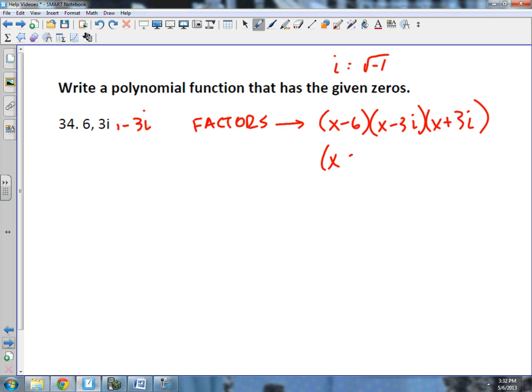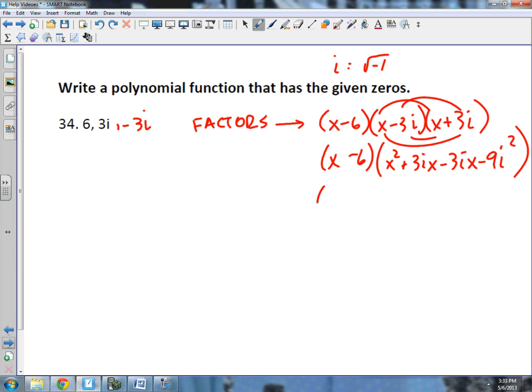I'm going to leave x minus 6 alone for a second. I'm going to FOIL x minus 3i and x plus 3i. So when I do that, I get x squared plus 3ix minus 3ix. Those are going to cancel. And then my last, I get negative 9i squared. Okay, so once again, these go away. I get x squared, negative 9i squared.